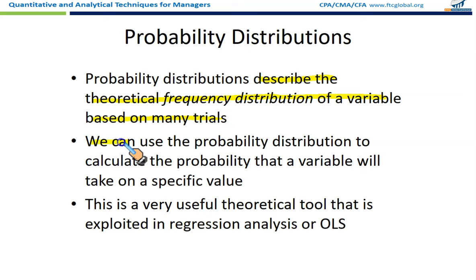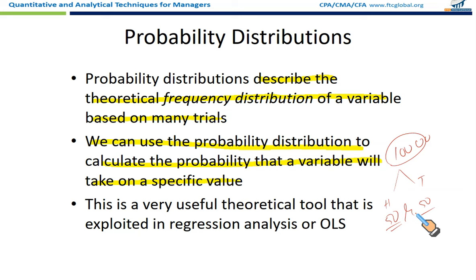So we can use a probability distribution to calculate the probability that a variable will take on a specific value. Like, for example, if you throw a coin 100 times, chances are that you will get head 50 times, approximately, and tail 50 times. Then these are the two possibilities, either head or tail. So when this experiment is repeated many times, maybe thousands or 1 million times, you are more likely to see this equilibrium of 50-50%.